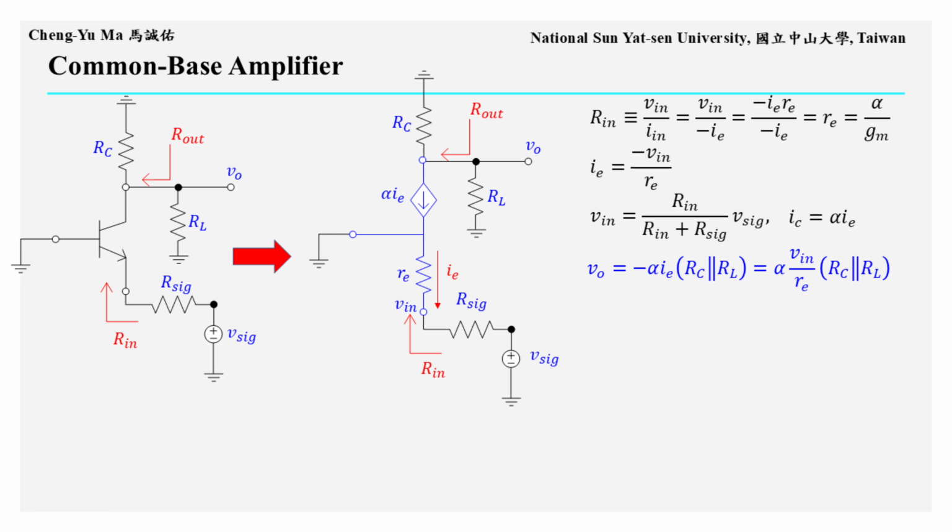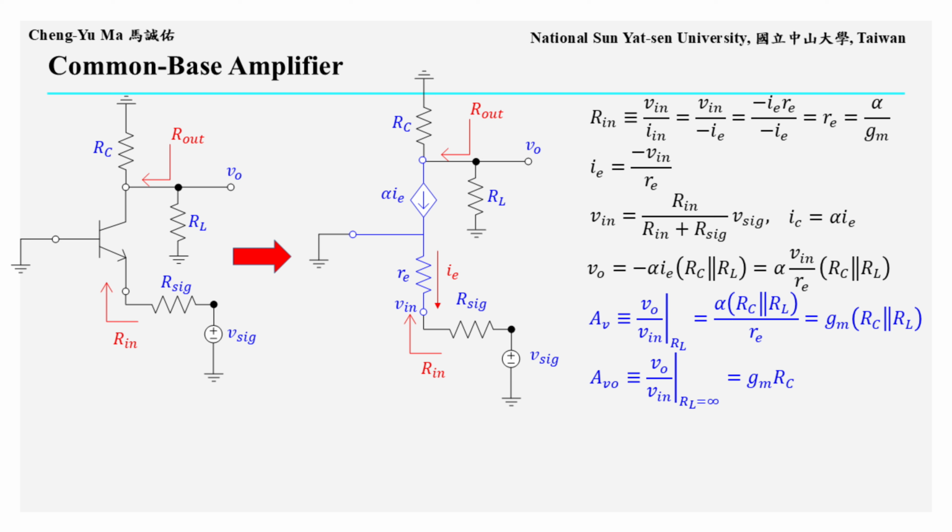RL. Once VO is expressed in terms of Vin, the voltage gain is AV equals VO over Vin. For the common base amplifier, this gives AV equals alpha times the parallel combination of RC and RL divided by Re. Since alpha over Re equals Gm, this can also be written as Gm times RC in parallel with RL. If RL is infinite, the open circuit voltage gain AVO becomes Gm times RC.